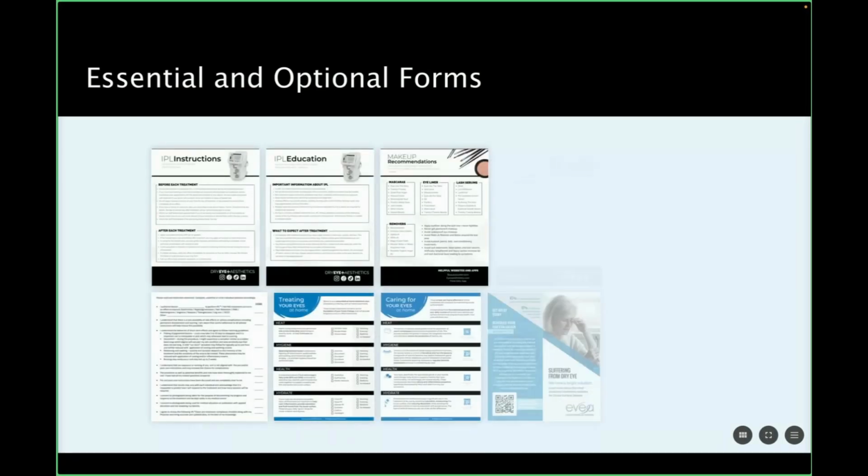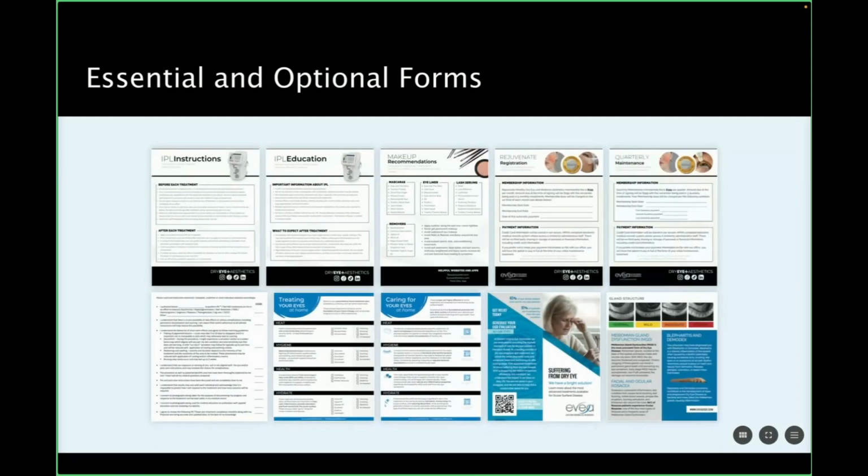We have forms. You don't need to go out and create these yourself, but they are things that are needed in your office. So you want to provide that patient IPL instructions and IPL education, reminders. Hey, have you started any new medications that might be photosensitive medications since I saw you last?